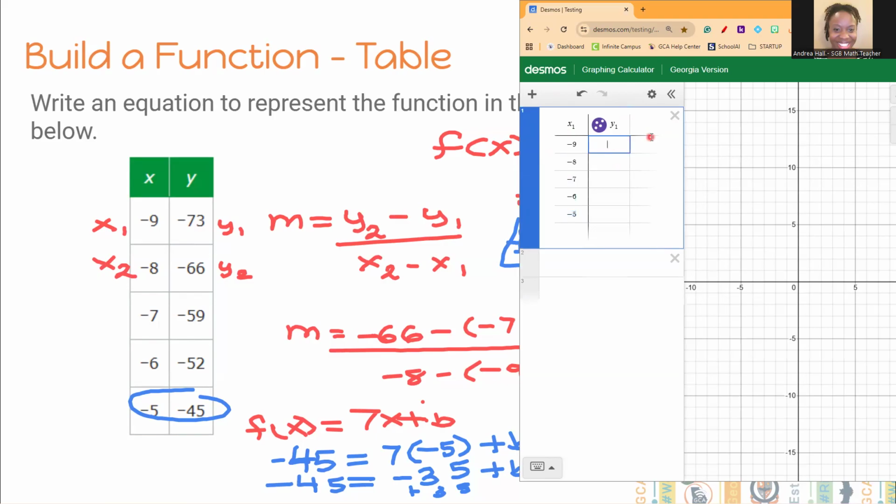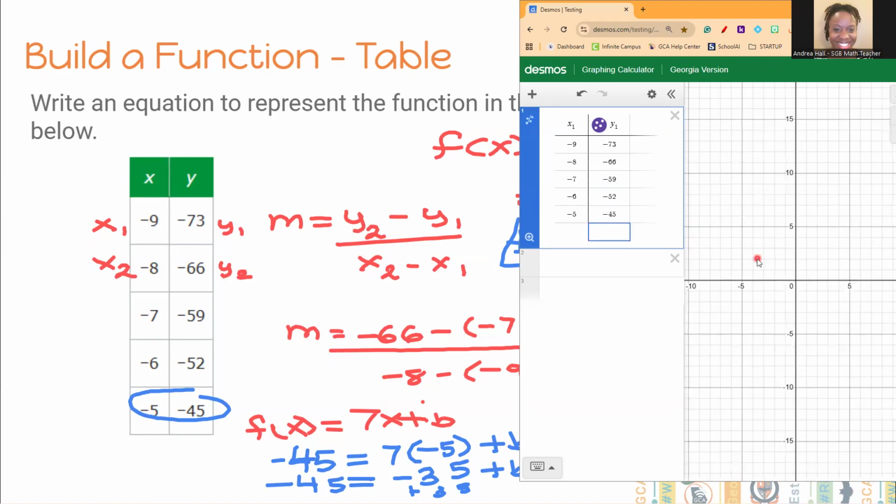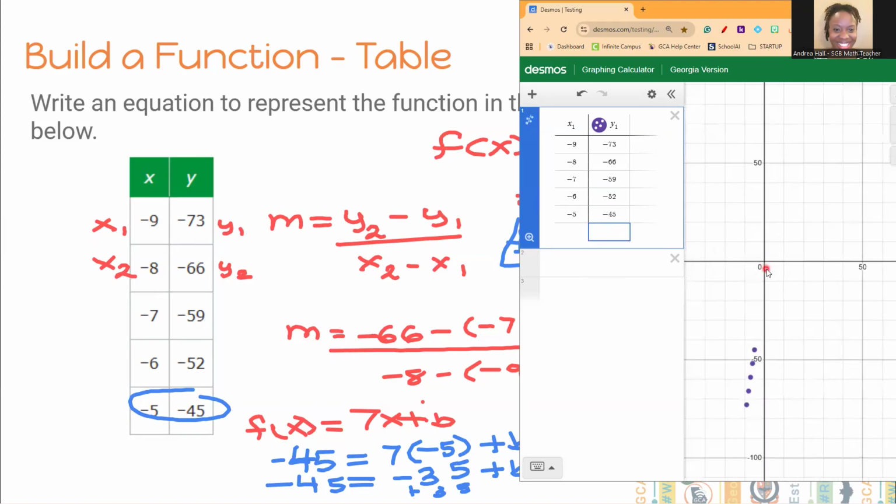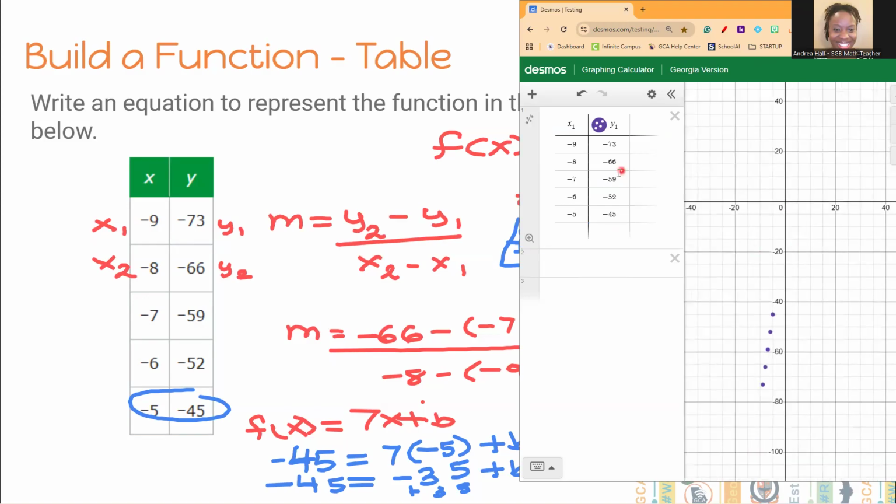My y values, I have negative 73. Then enter, I'm going to say negative 66. Enter negative 59. Enter negative 52. Enter negative 45. Okay? If you wanted to zoom out to actually see where the points are, there it is. Okay, so make sure you put it in correctly. User error is very common.